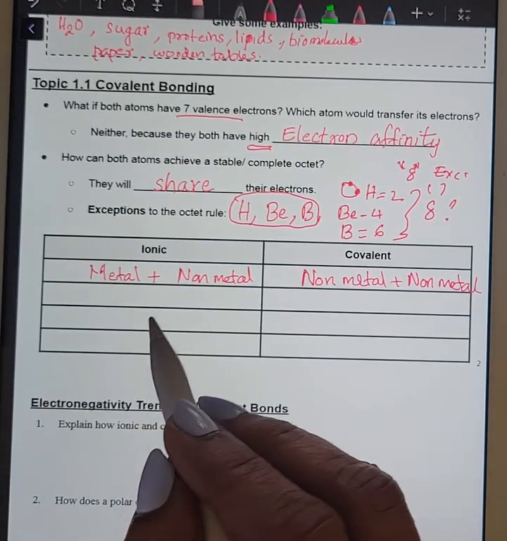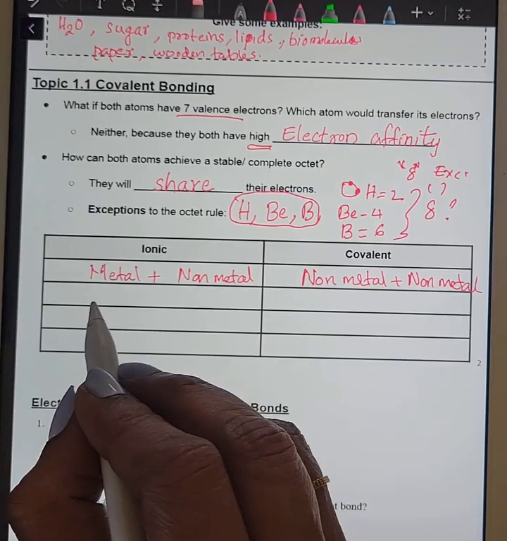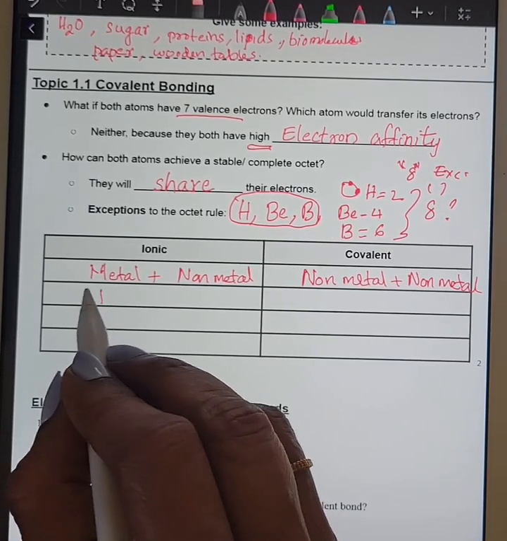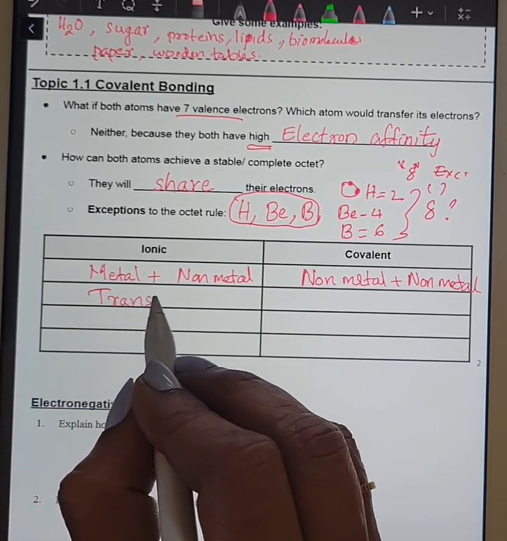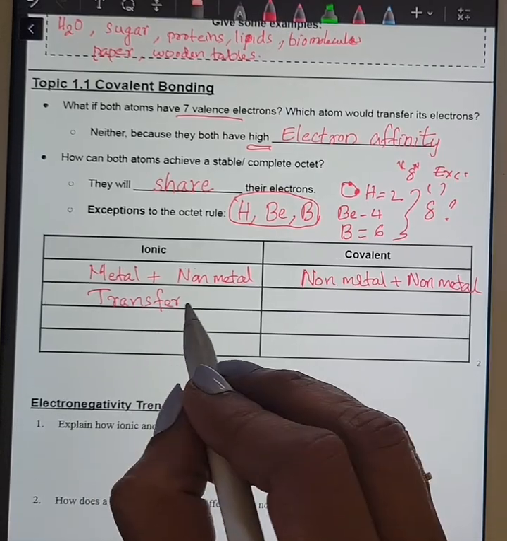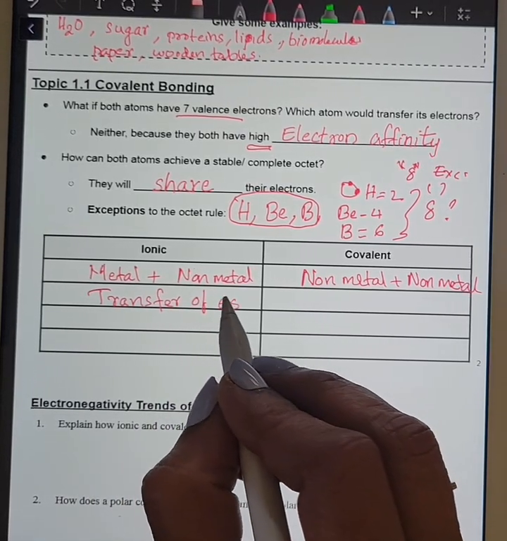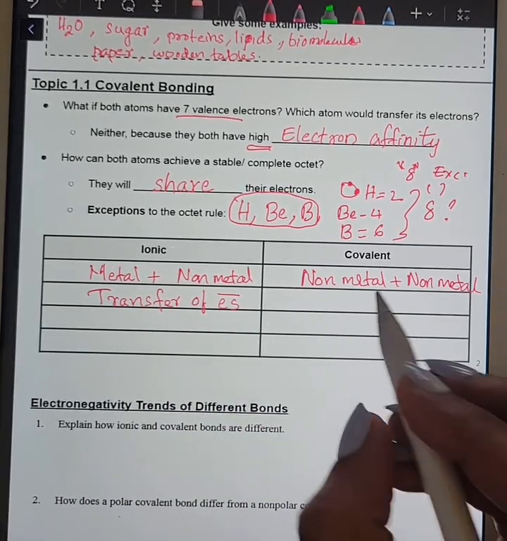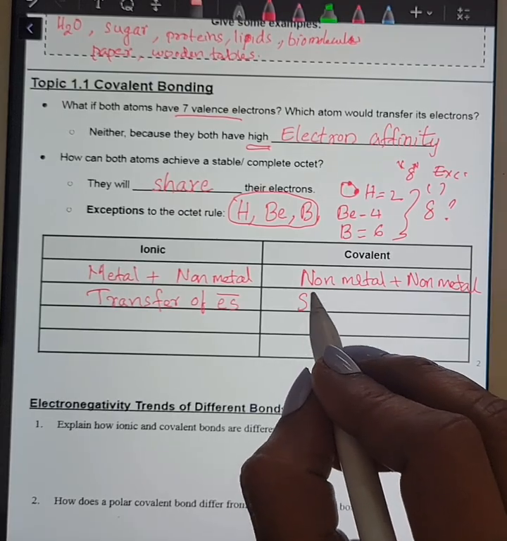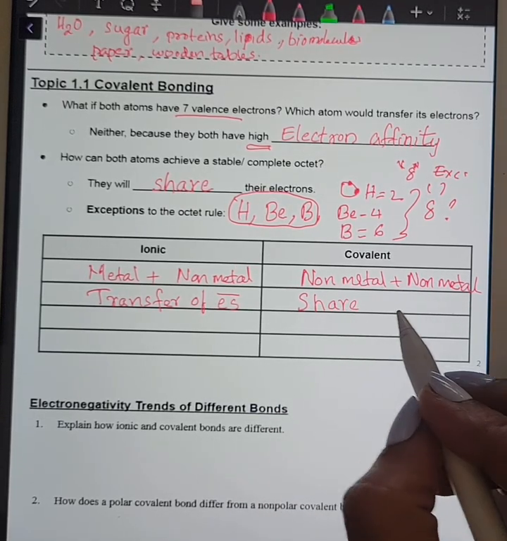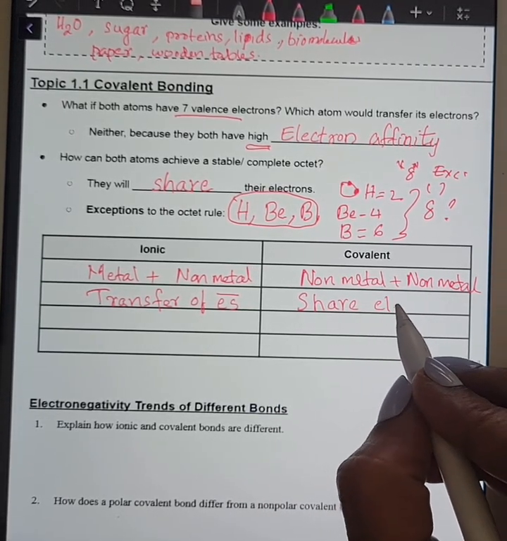Okay, then what are ionic compounds? It is the transfer of electrons from one atom to another. Here, what are they doing in covalent compounds? They share electrons.